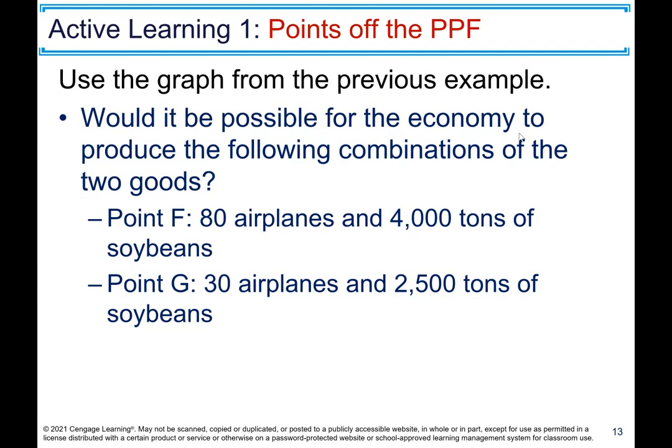Active Learning 1, points off the production possibilities frontier. Use the graph from the previous example. Would it be possible for the economy to produce the following combinations of two goods? Point F, 80 airplanes and 4,000 tons of soybeans, or Point G, 30 airplanes and 2,500 tons of soybeans.